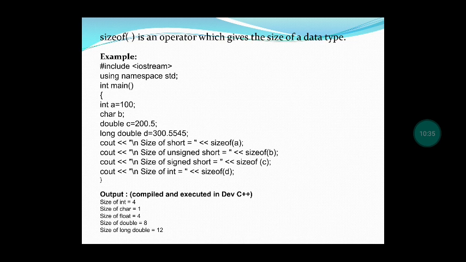sizeof is one of the operators we use in C++. Sizeof a, we might think, means the value of a, 100, so 100 will be printed. Sizeof b means the b value will be printed. Sizeof c, 200.5, so 200.5 will be printed. We might think like that, but it is not correct. Sizeof gives the memory size of the data type. That is, a is an integer. It takes 4 bytes in Dev. So we are getting the answer 4.